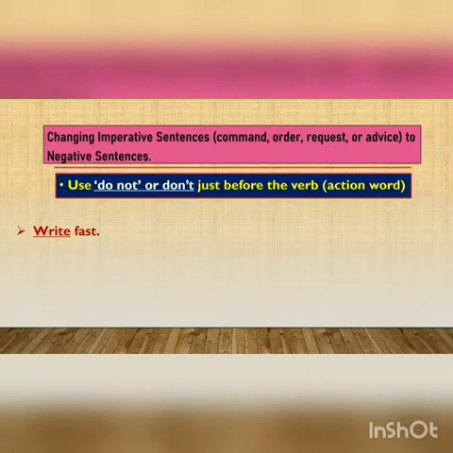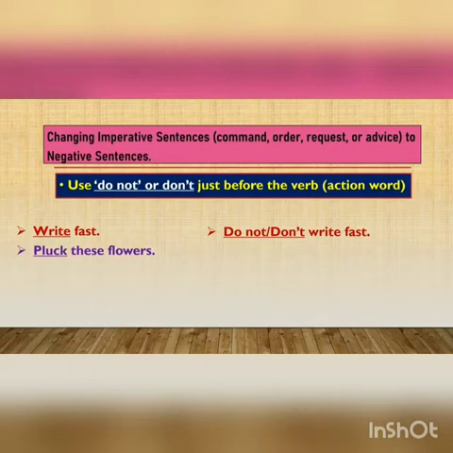Let's take an example here. Write fast. That's an order. So here you have to find the verb. The verb here is write. So we will just use the word do not before write and your sentence will change into negative. Write fast will become do not write fast.